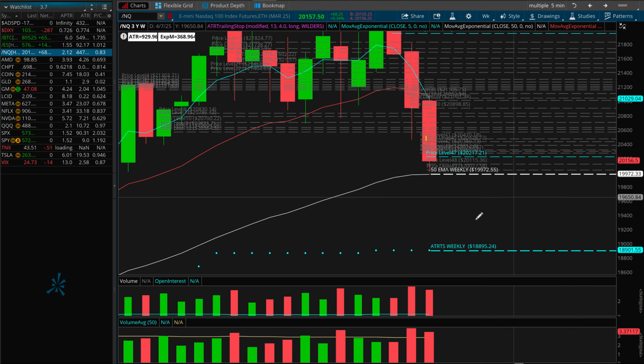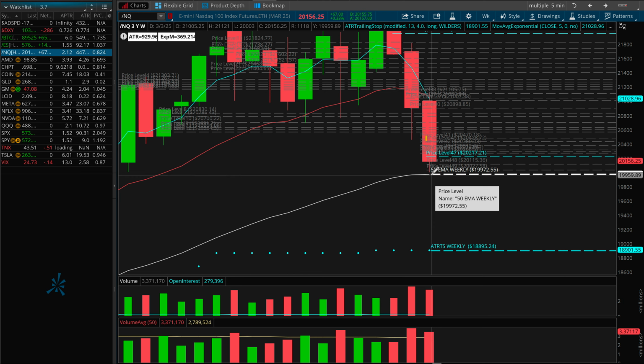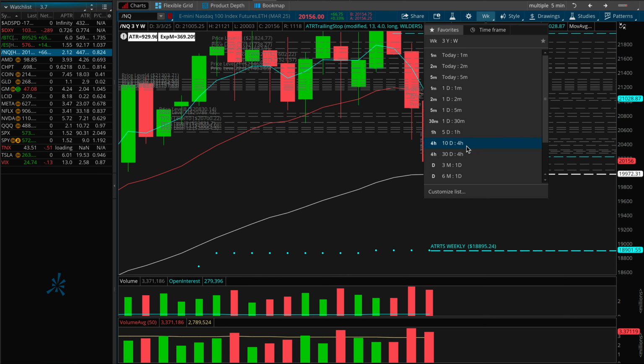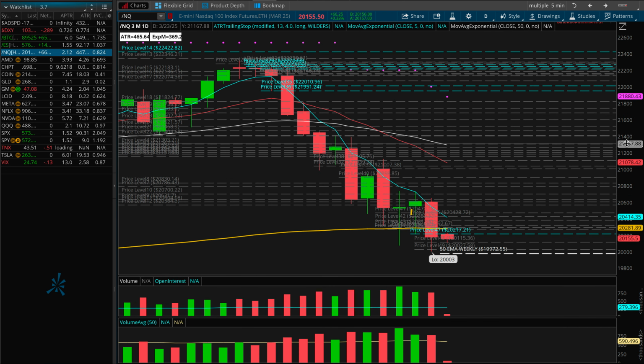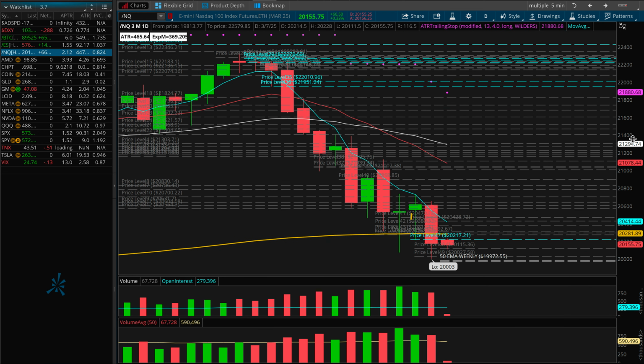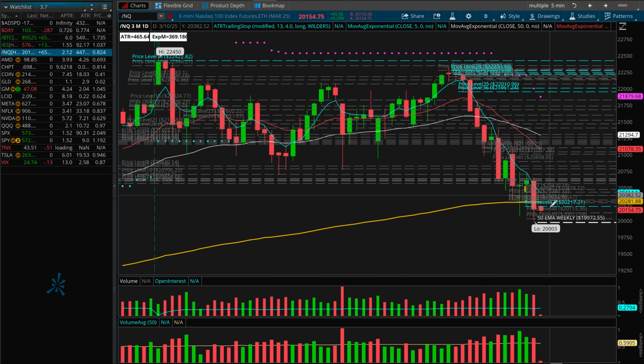So let's go back. I've already marked the ATR trailing stop here. I've already marked my 50 EMA, so I'm going to go back to my daily chart, right? I'm going to go back to the 3-month 1 day. That's what I like to use. Now, looking at NQ, I've marked that 50 EMA, which is here. So NQ got rejected here.